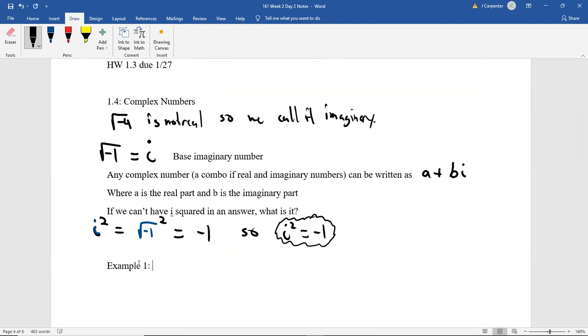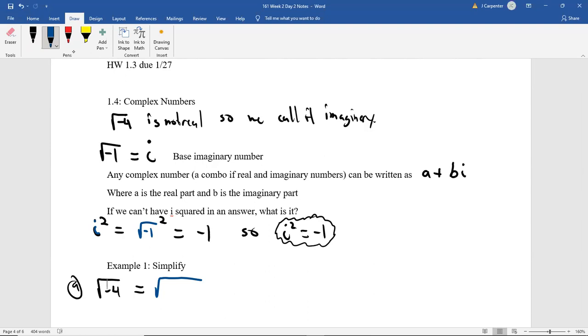Example 1, simplify. So for the square root of -4, what we saw at the very beginning, we will no longer say it doesn't exist because that was wrong. We will no longer say it's not real. We will simplify this. Now, if you want to take the extra steps to break this down as a product, be my guest, that's up to you. Because we defined what the square root of -1 is, it's i.